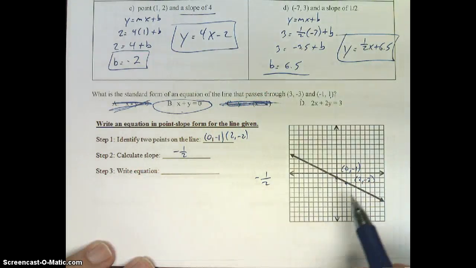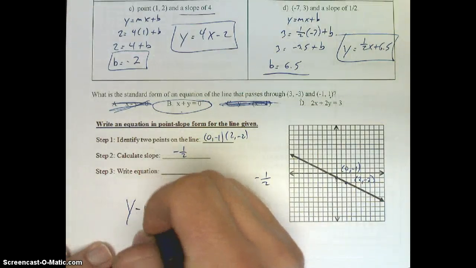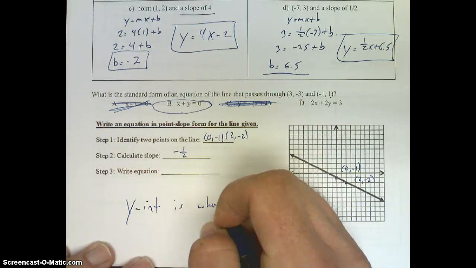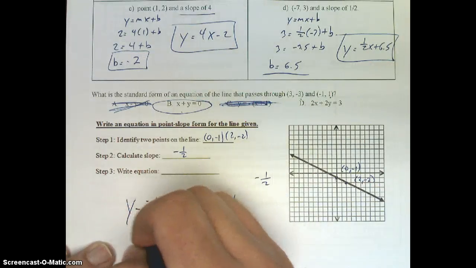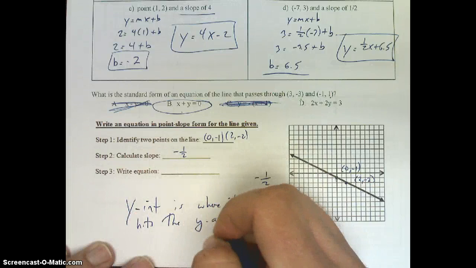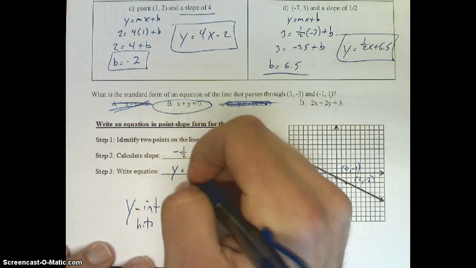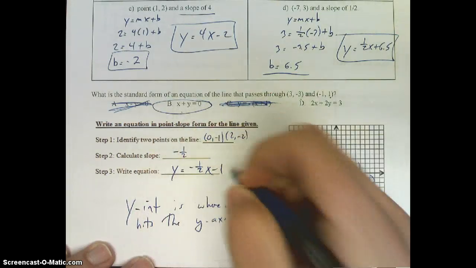Write an equation. What's your y-intercept? Your y-intercept is just negative 1. How do I know that? That's where it hits the y-axis. Y-intercept is where it hits the y-axis. So my final equation, negative 1/2 x minus 1.